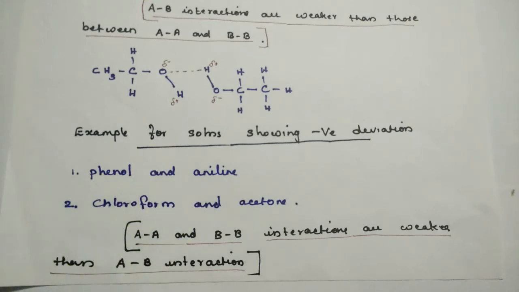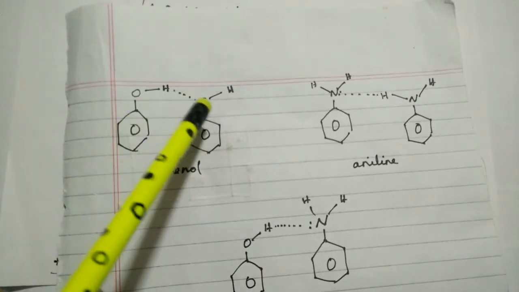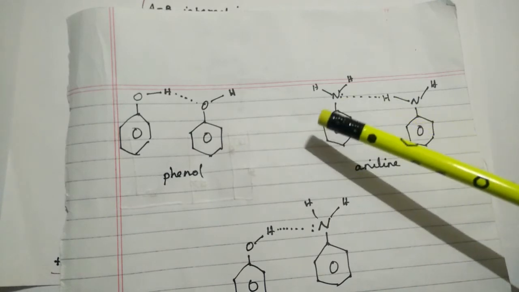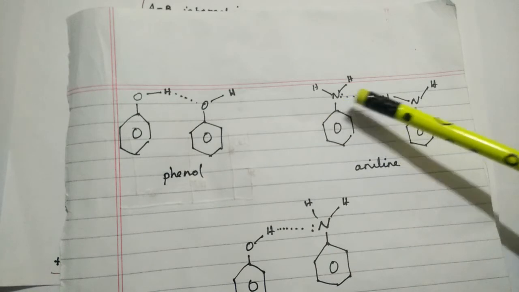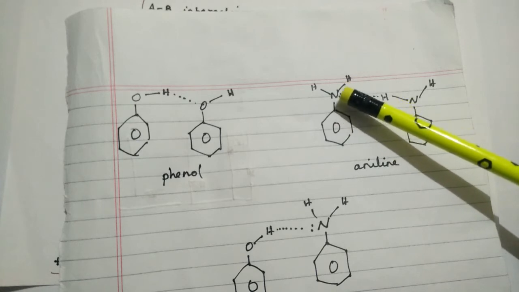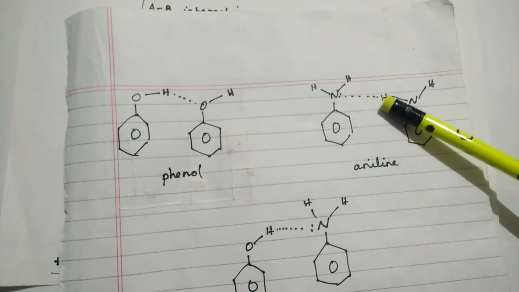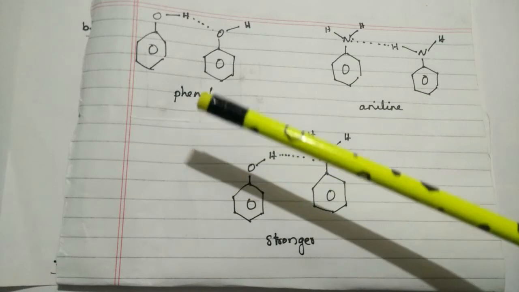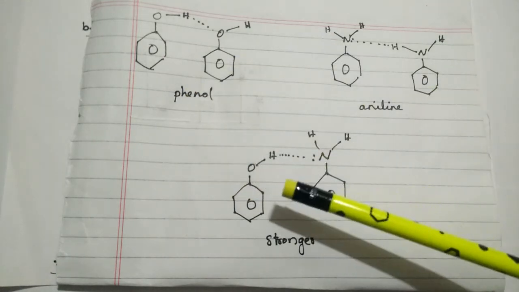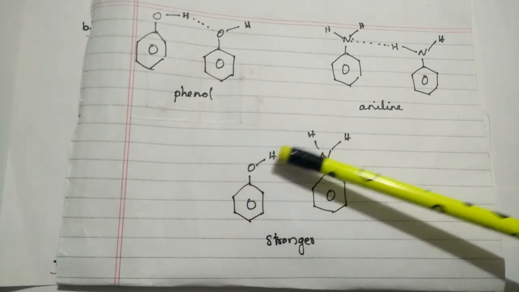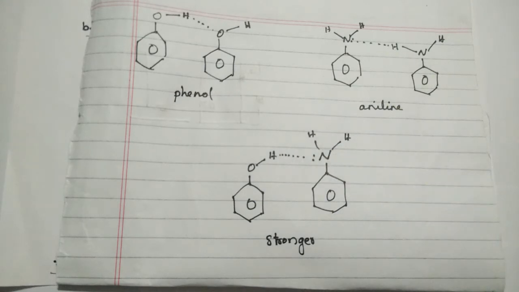Here in the case of phenol and aniline, if you are taking phenol, it has intermolecular hydrogen bonding between phenol and phenol in this way. In the case of aniline also, there is intermolecular hydrogen bonding between aniline molecules. The lone pair of nitrogen forms hydrogen bonding with the hydrogen in the next aniline. And when we mix phenol and aniline together, there also hydrogen bonding is there. Hydrogen from the phenol bonds with the lone pair of nitrogen, forming a hydrogen bond.